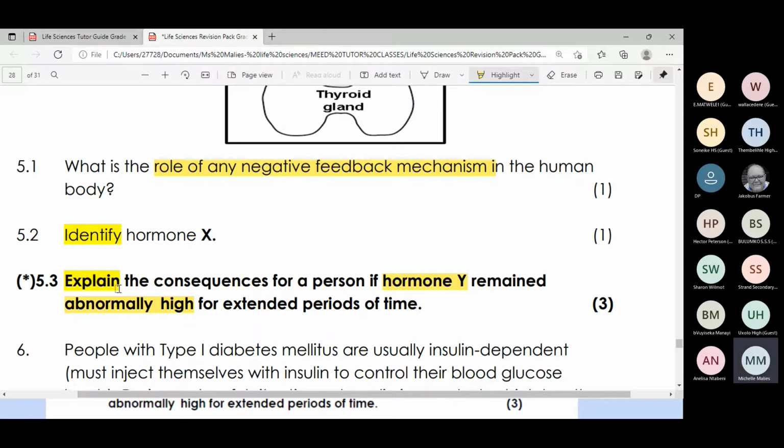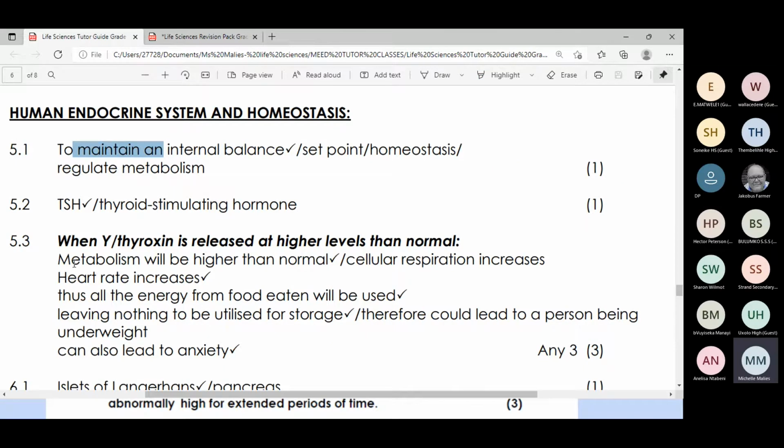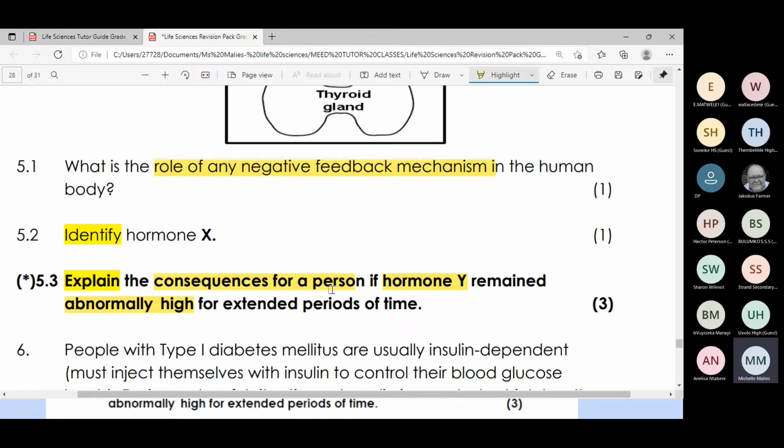5.3 is not asking you to explain how thyroxine will go back to normal. 5.3 is asking you what will happen, the consequence to the person if the thyroxine is abnormally high. And that can be a confusion when you are writing in the exam. So make sure, grade 12s, that you understand the question.